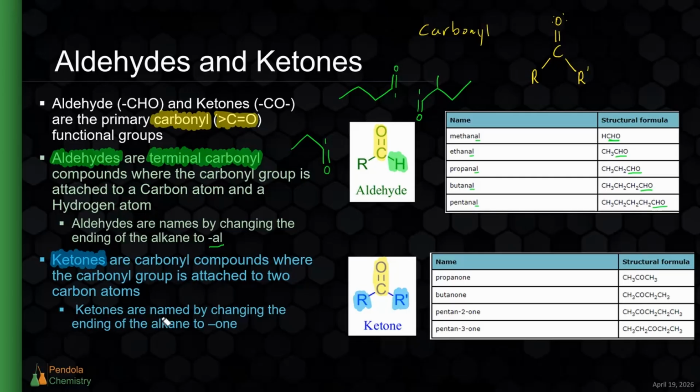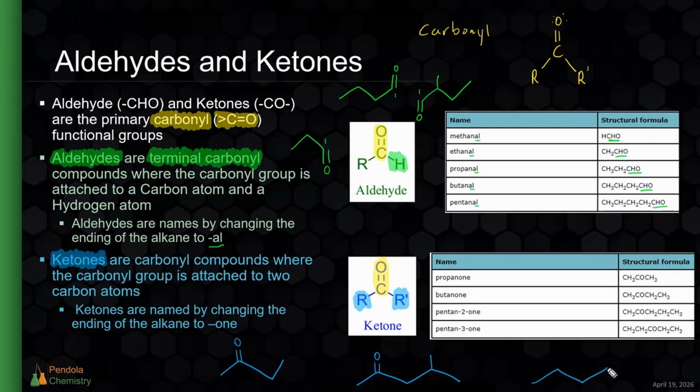Essentially, ketones are the non-terminal version of aldehydes, or we can say that aldehydes are the terminal version of ketones. Ketones are named by changing the ending to -one. So let's draw a few ketones first, and then we'll go into the naming. Ketones might look like this, where the double bonded oxygen is in the middle of the chain, not at the end. And again, we can have branches and whatnot.